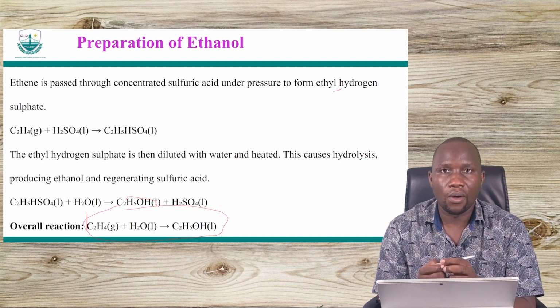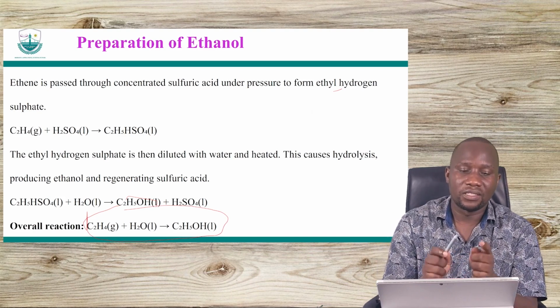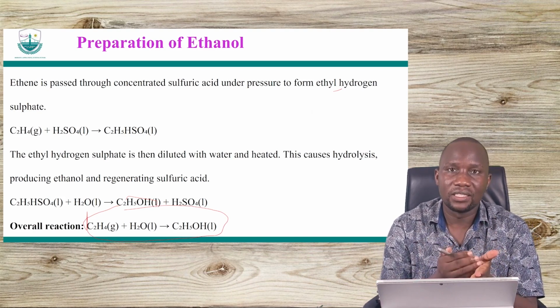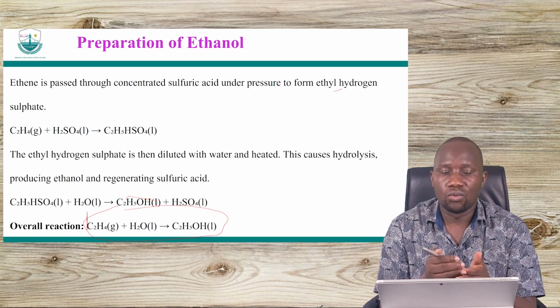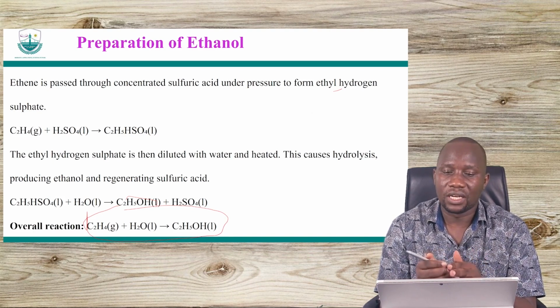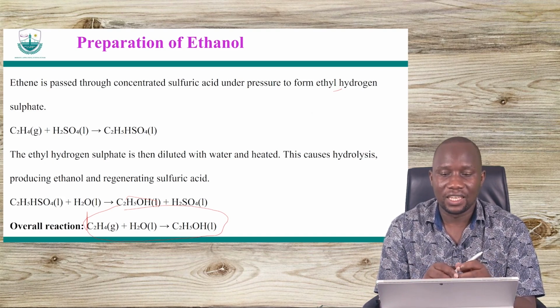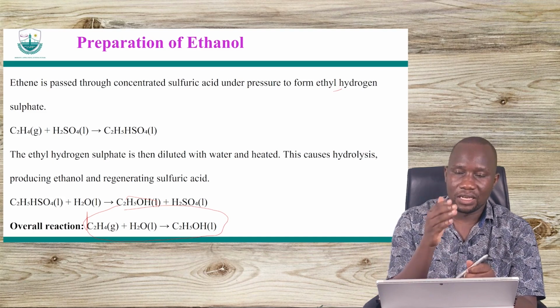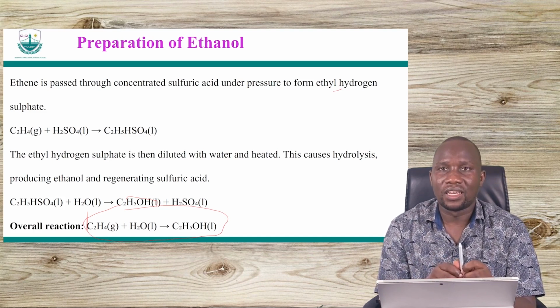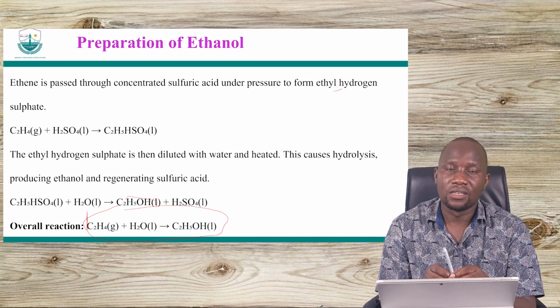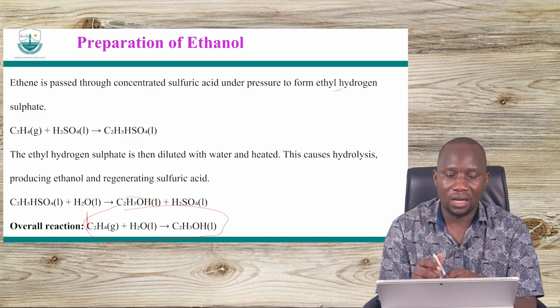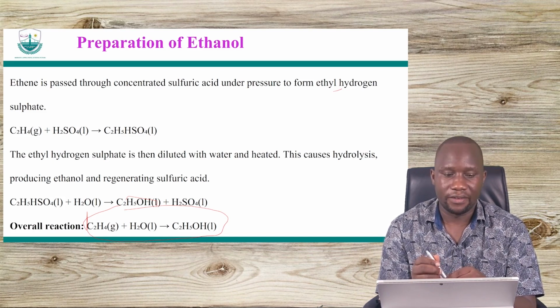alcohol. But the process is that you start with passing the ethene through concentrated sulfuric acid under pressure to form ethyl hydrogen sulfate, and then from there the ethyl hydrogen sulfate is diluted with water and heated again, and the reaction that happens there is hydrolysis, and that's when you have the ethanol and the sulfuric acid again.